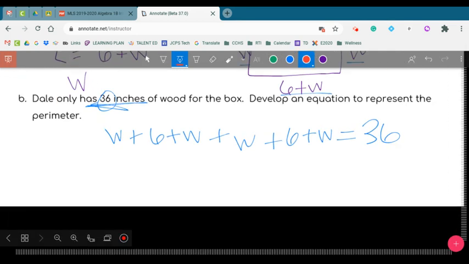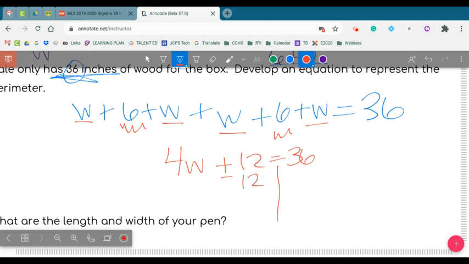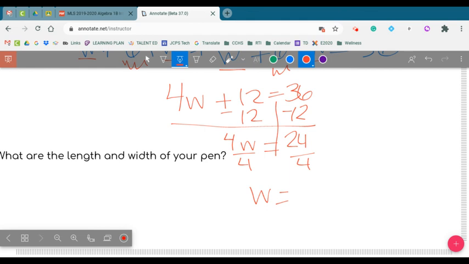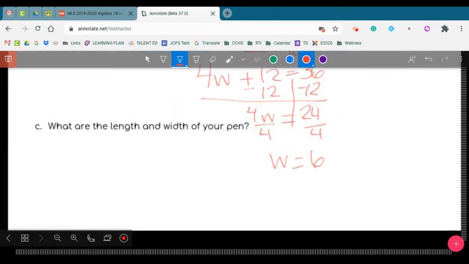So my first step to solve this is I need to combine my like terms. I need to combine all my W's. I have 4 W's. Then I'm going to combine my 6's. I get 4W plus 12 equals 36. I'm going to solve this. I'm going to subtract 12. Get 4W equals 24. Divide by 4. So my width is going to be 6. Now we go back and find our unit. It's going to be inches.